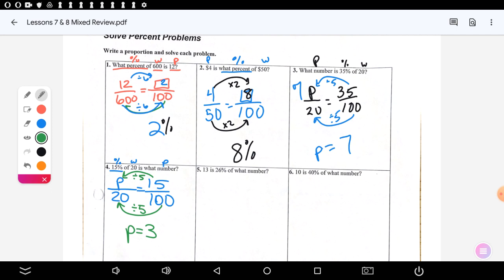Next one, 13 is 26% of what number? Percent of whole is part. So my part is 13. My whole I do not know. Percent over 100. Bryce, what do I do?